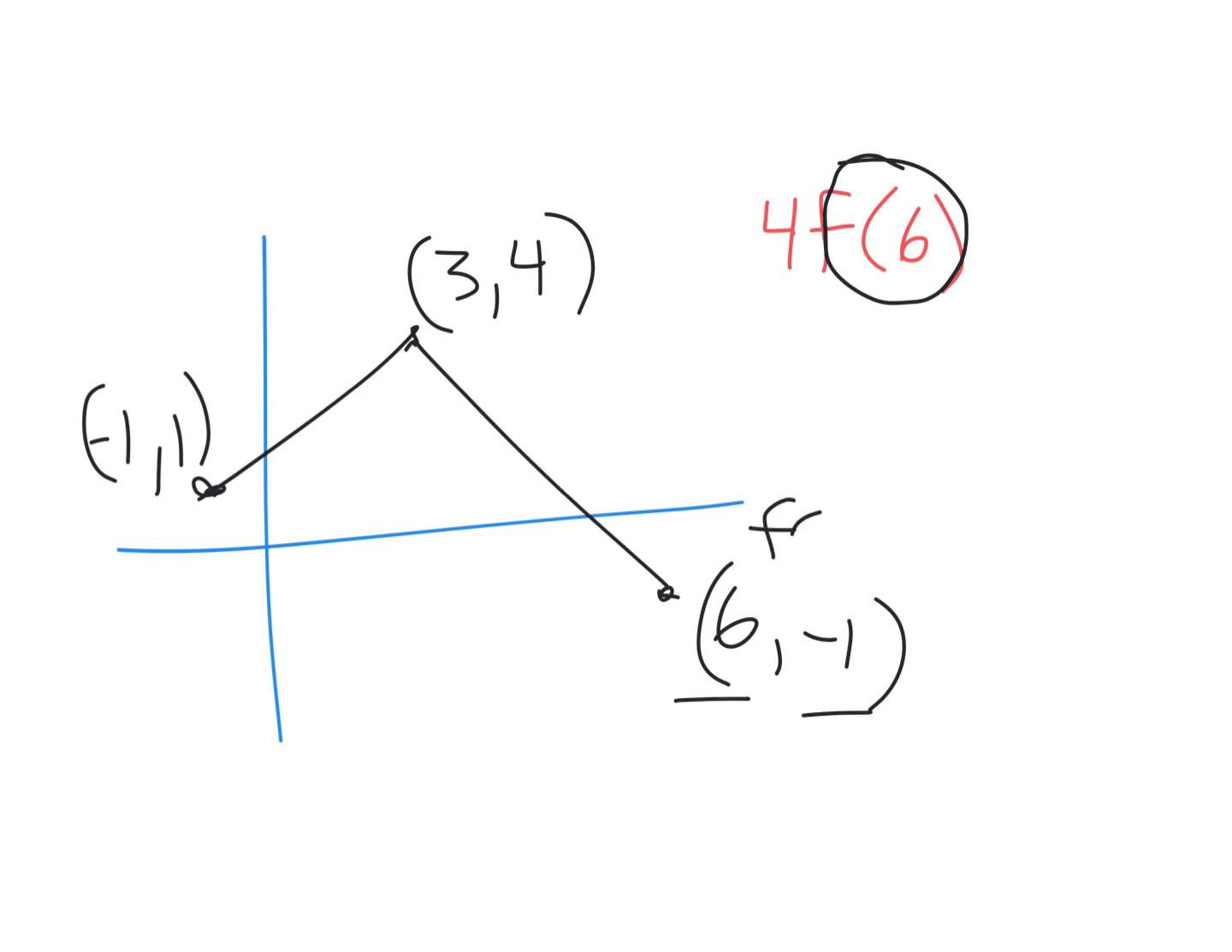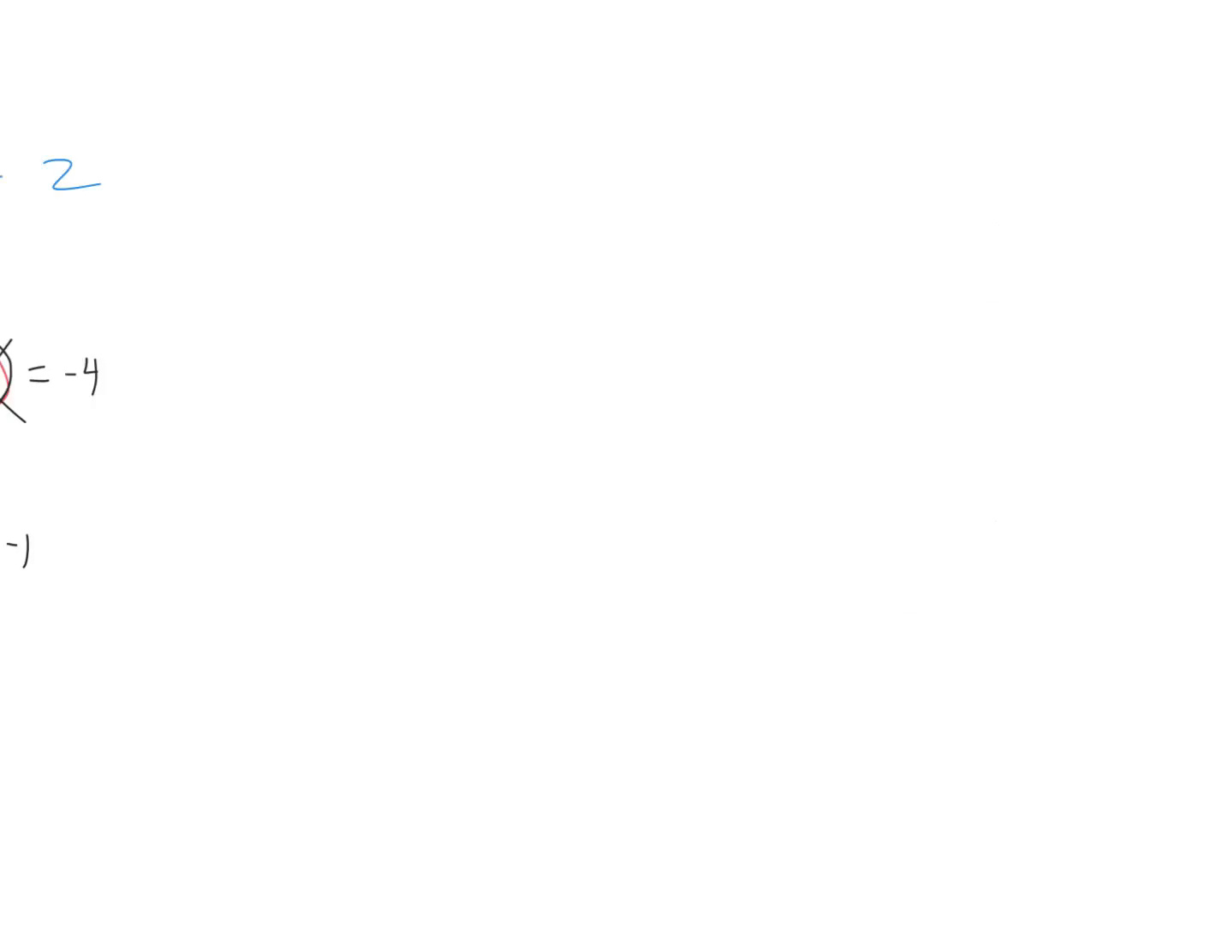You got to get used to looking at points and going, that's what that means. Any point, f of the x is equal to the y. So f of the 6 is equal to -1. So f of 6 is -1, and now 4 times -1, and that is -4. That's 3 of the types of questions that you have to know for your test. The easy part of your test. One more of the easy ones.